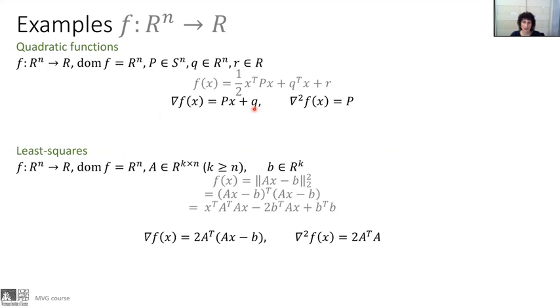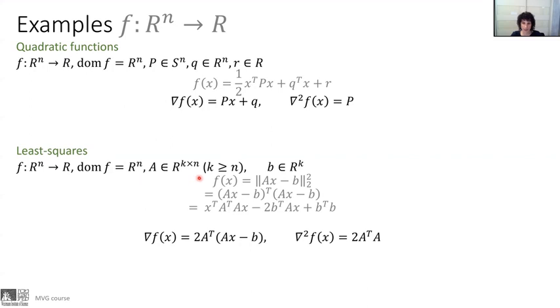By the way, if you are not familiar with some differentiation with respect to matrices and vectors, there is a book called the Mathematical Cookbook or something like this, that you can take a look at. It's very comprehensive and it can help you. Okay, so this is a convex one.